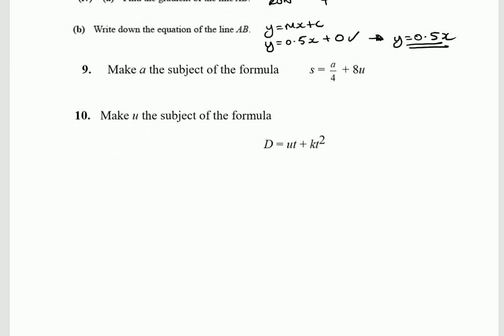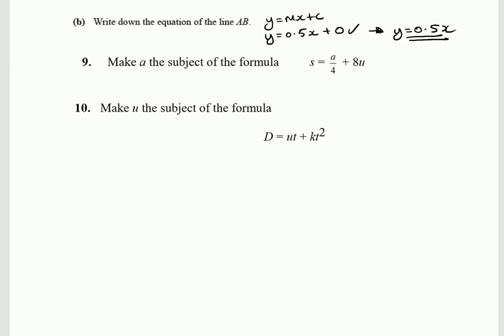Now we're asked to make A the subject of this formula. This one might come across a little bit scary looking because we've got a fraction, but we're going to treat that fraction like we treat fractions in equation solving. So I'll write it down. S equals A divided by 4 plus 8u. Now if that fraction is looking unpleasant, then our first job is to get rid of it.